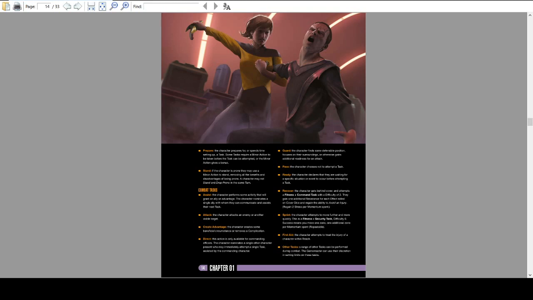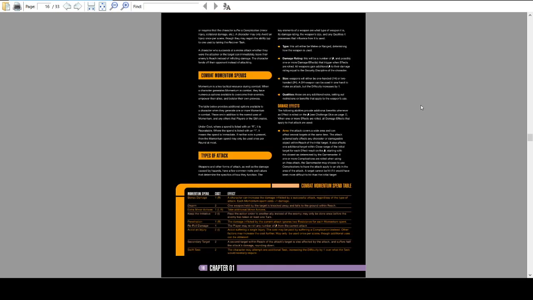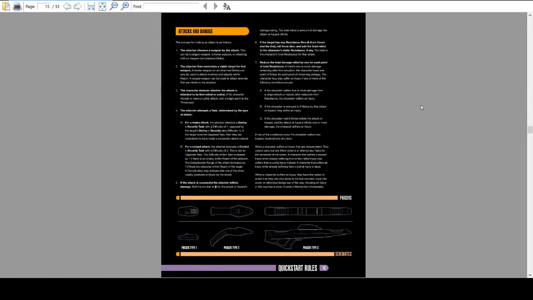So I guess that will be all for now, and in our next session we will definitely be reading up the rest of the Quickstart guide. We will be talking about attacks and damages, commit momentum, types of actions, and there are so many, and obviously you can see there's another list of options available to that.